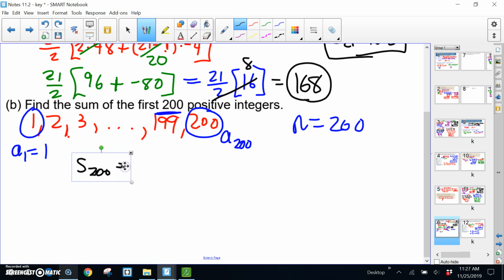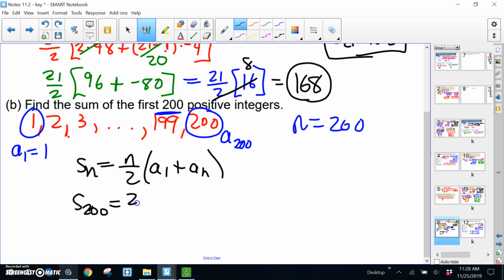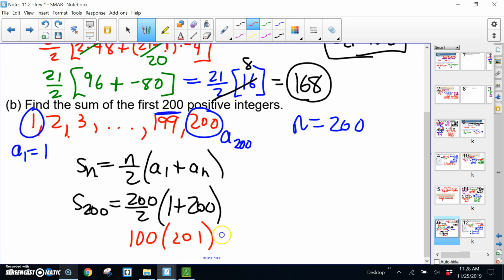S200 equals, well, let me back up a second. The formula says Sn equals n over 2 times A1 plus An. So if I'm finding S200, that's going to be 200 over 2 times 1 plus 200, or 100 times 201, which is 20,100. So my answer, S200, the sum of the first 200 terms, would be 20,100.